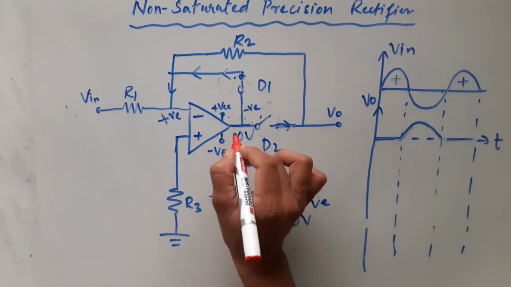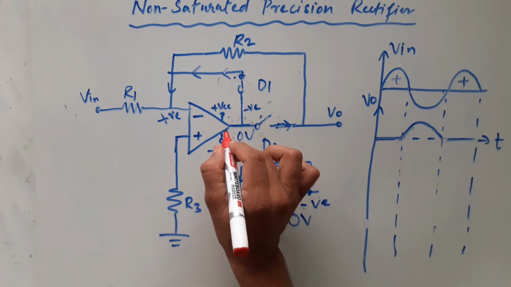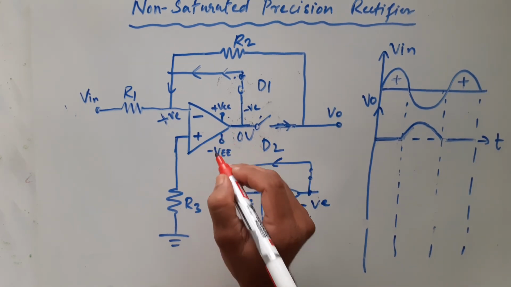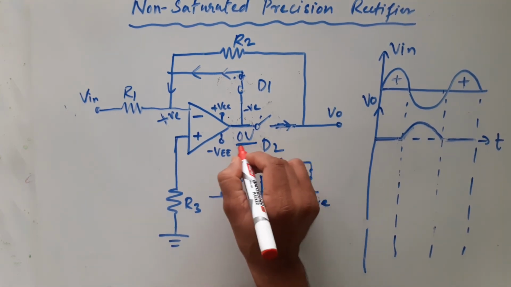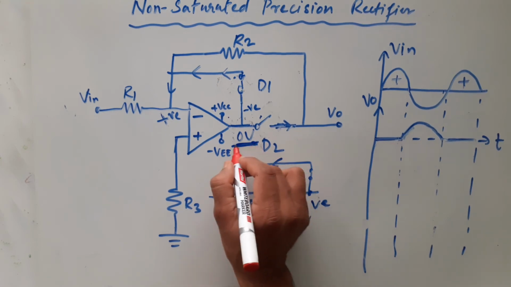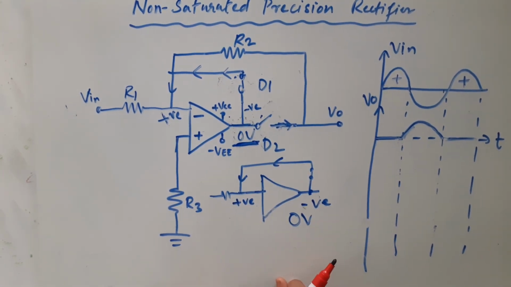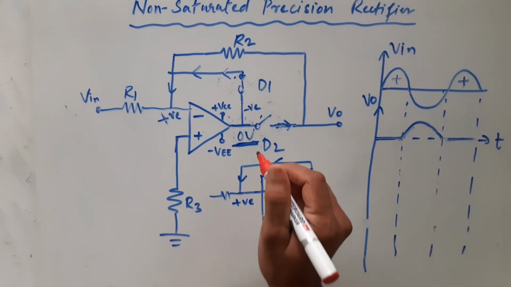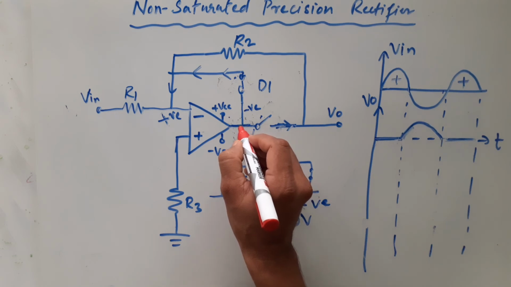Hence V naught dash is avoided and stopped from going into saturation level, and it is limited to 0 volts only. V naught dash is not allowed to go into saturation voltage. It will remain 0 volts only. Okay. There is another way to show you how you get 0 volts here.